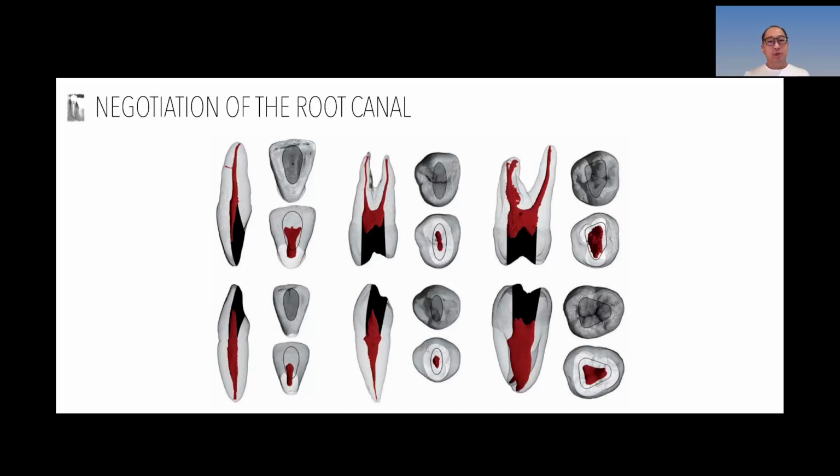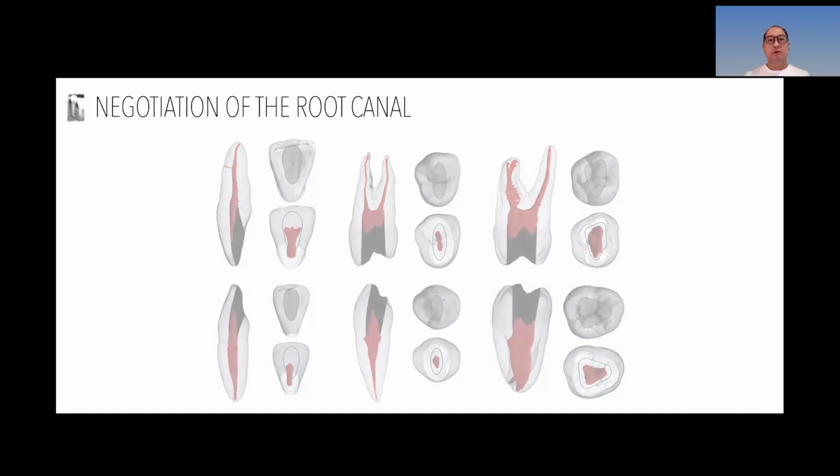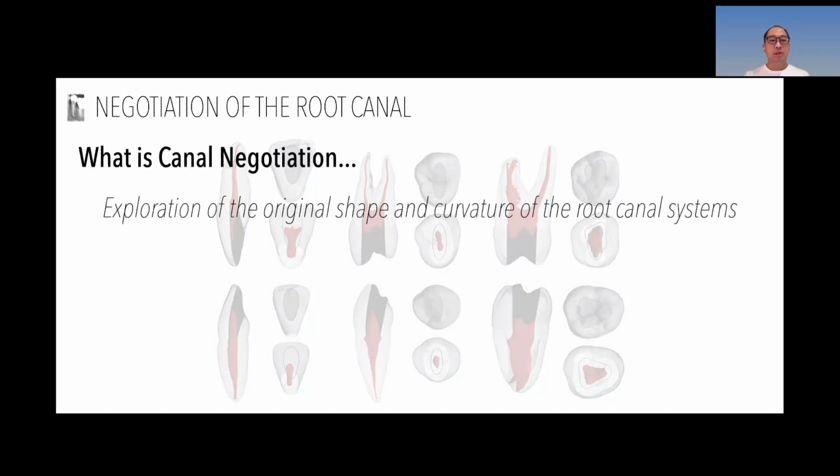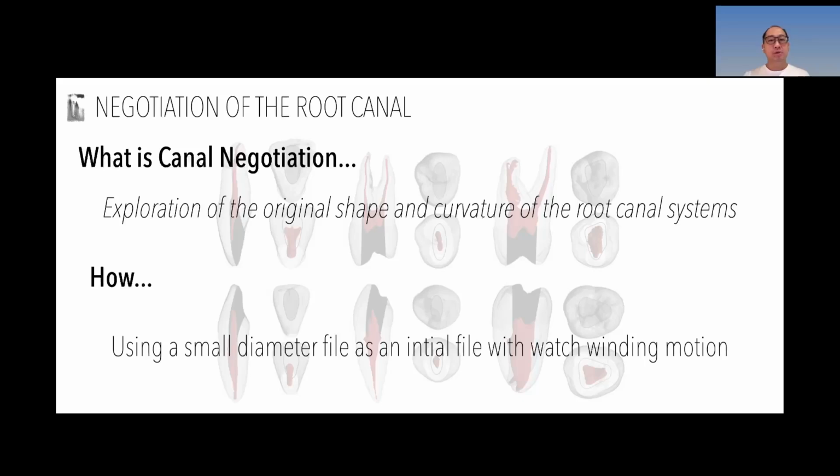First, we need to negotiate our root canal system. Some terms work the same, like scouting. It's all the same, but the definition of negotiating or scouting the root canal is that we need to explore the original shape and the original curvature of the root canal system. And how do we do this? Of course, we do this by using a small diameter file as an initial file that goes into the root canal system with a watch winding motion.